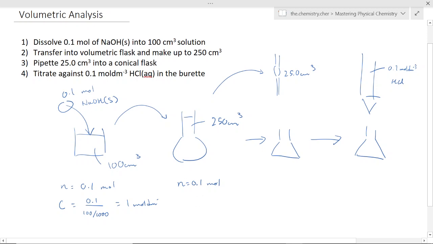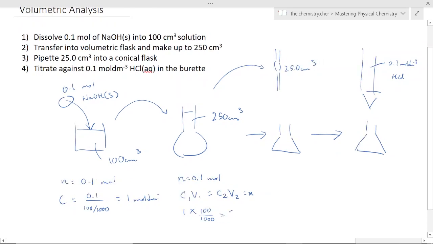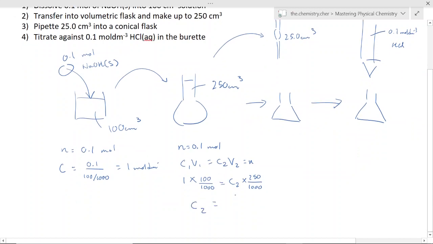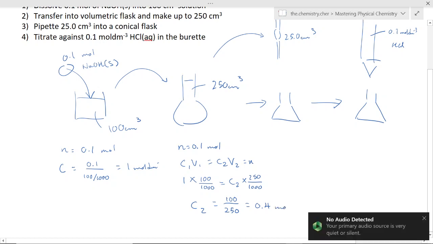Since it's diluted, I can use the formula C1V1 equals C2V2, where the amount is constant. C1 times the volume: the concentration is 1 times the volume 100 over 1000, equals the new concentration C2 times 250 over 1000. So our C2 is equal to 100 over 250, which is 0.4 moles per dm³.